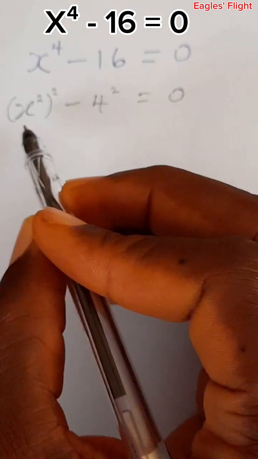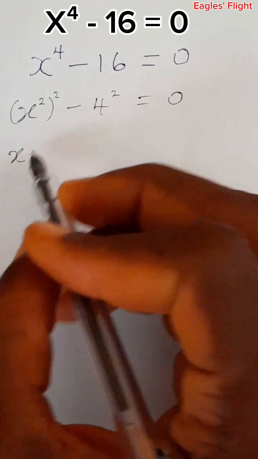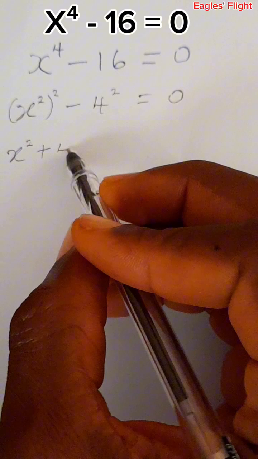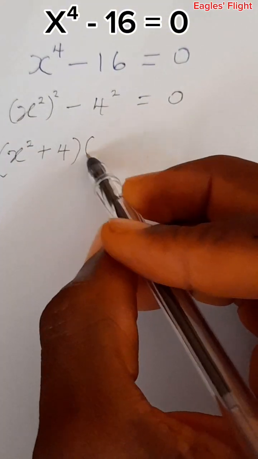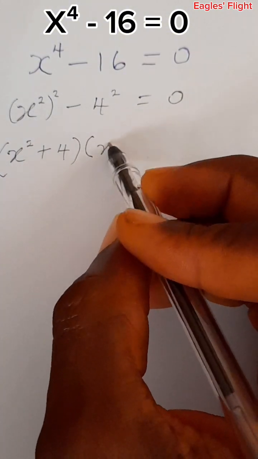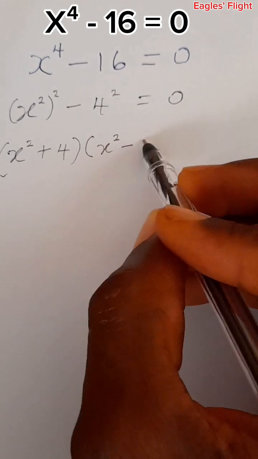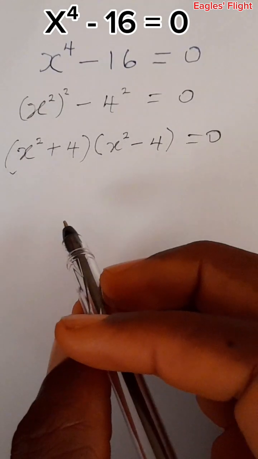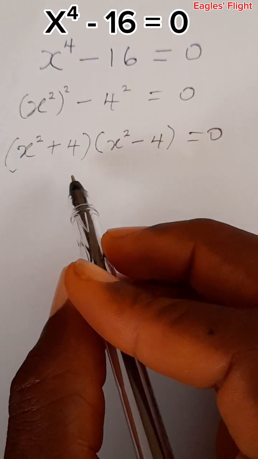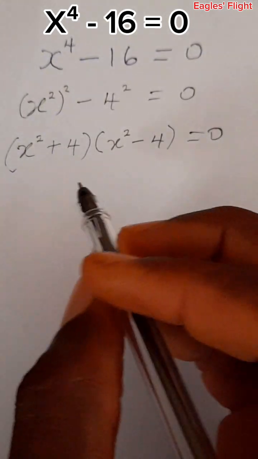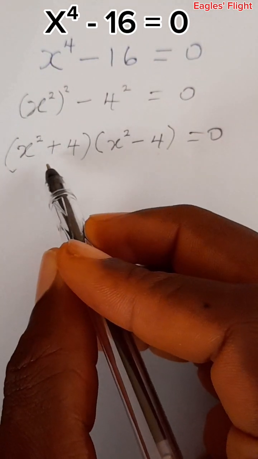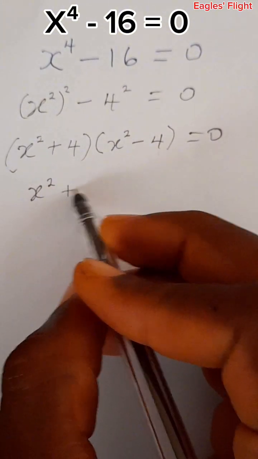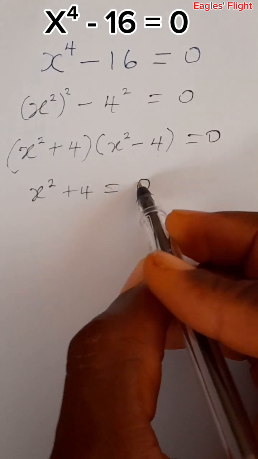From our understanding of the difference of two squares, we can then say this will be (x raised to the power of 2 plus 4), in a bracket. Opening another bracket, we have (x raised to the power of 2 minus 4) equals 0. Going further, we can equate both of them individually to 0. So equating this particular one to 0, we'll have x squared plus 4 equals 0.